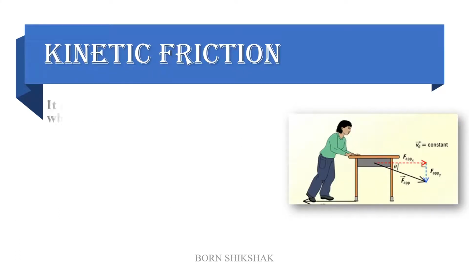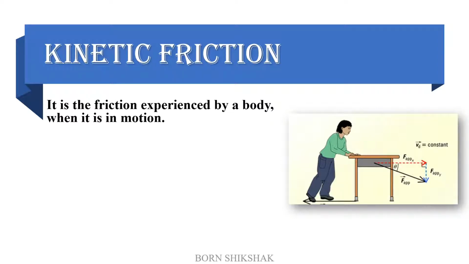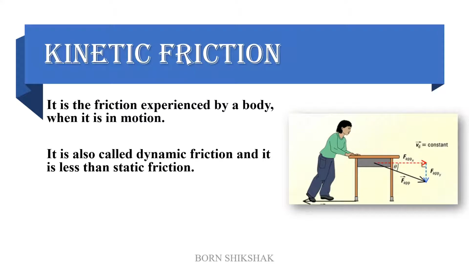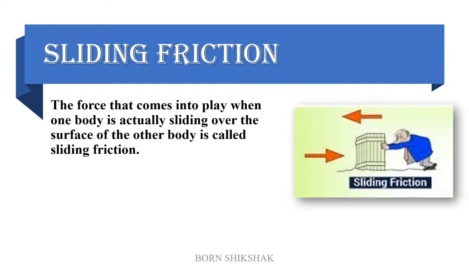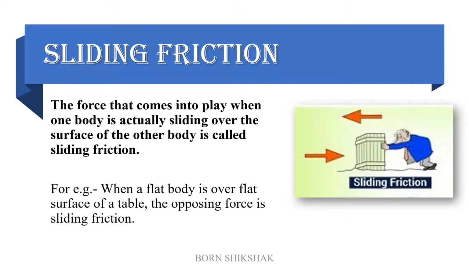Kinetic friction. It is the friction experienced by a body when it is in motion. It is also called dynamic friction and it is less than static friction. It includes sliding friction and rolling friction. Sliding friction. The force that comes into play when one body is actually sliding over the surface of the other body is called sliding friction. For example, when a flat body is over a flat surface of a table, the opposing force is sliding friction.